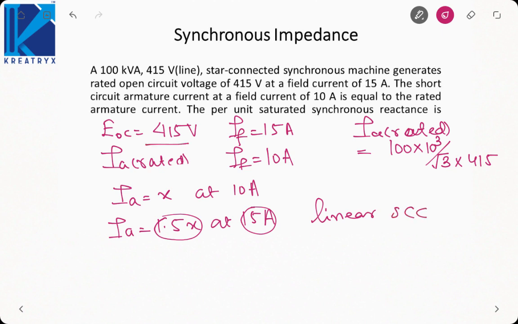That is due to the linear short circuit characteristic. Now we have EOC and IA both at 15 ampere field current. We can calculate Xs, but it will give Xs in ohms, which you then have to convert into PU. Is it fine? So it will be a bit more lengthy method as compared to the one using the short circuit ratio. But in case in exam you get confused about SCR, it is better to use the conventional method.